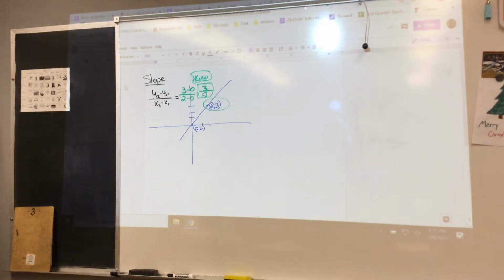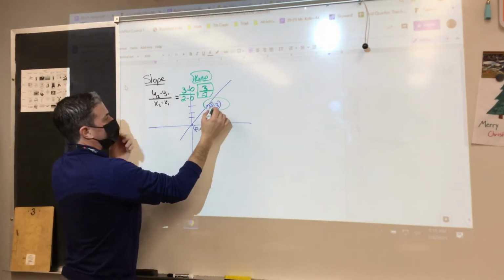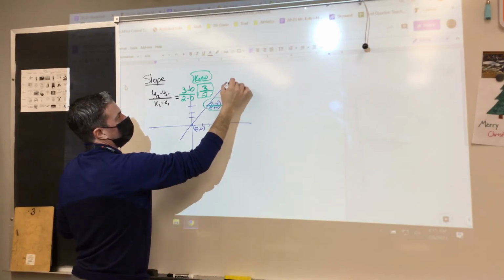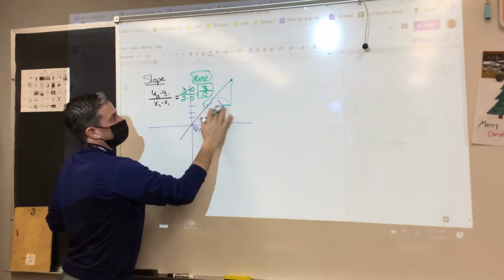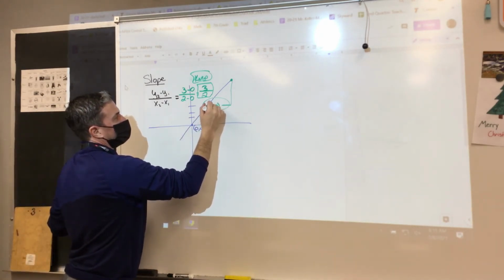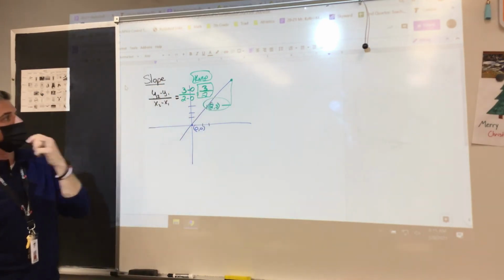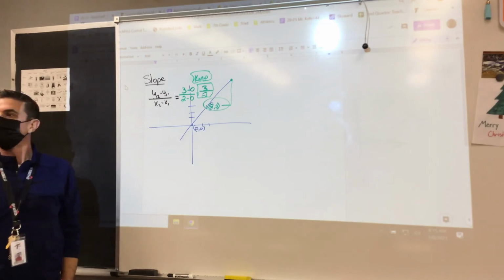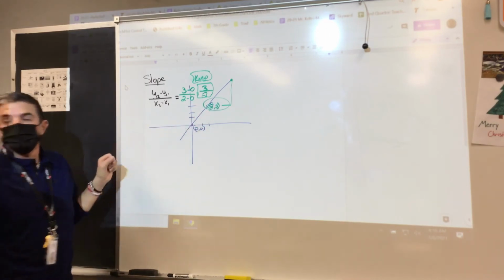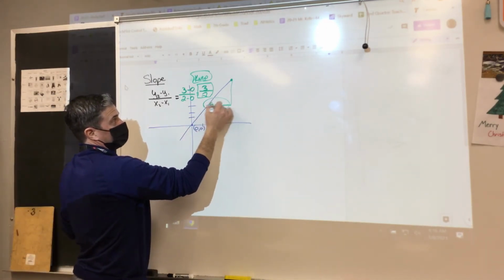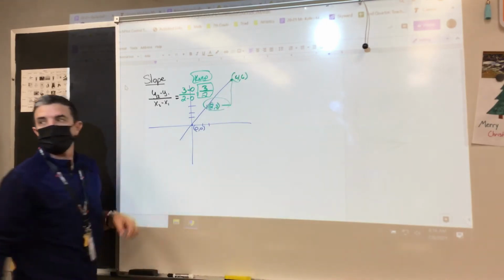Got me? So what do you think the next dot's going to be up here? If we stay consistent with this, what is that dot right there, do you think? If this was 2, 3, and it was the same over time, rise over run, 4, 6. Because we went over 2, right? Rise, and then went up 6. So this is going to be 4, 6.